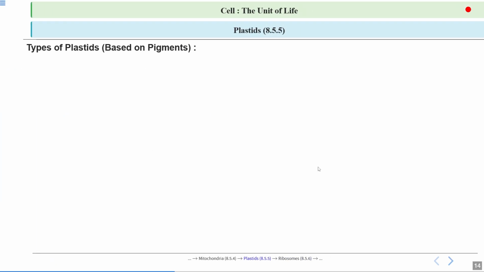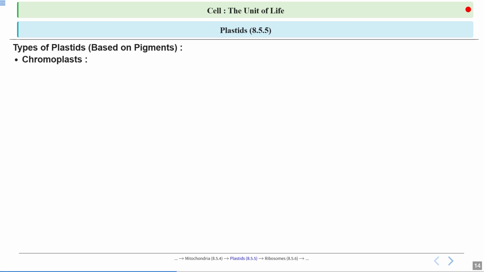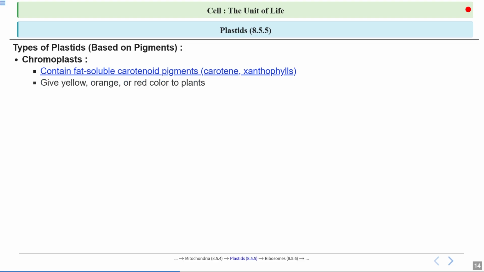Now let's move on. We were talking about the chloroplast. Now let's talk about the chromoplast. Chromoplasts contain fat-soluble carotenoid pigments such as carotene and xanthophyll. Chloroplasts basically consist of chlorophyll, with some amount of carotenoid, but chromoplasts consist of fat-soluble carotenoid pigments, carotene and xanthophyll.